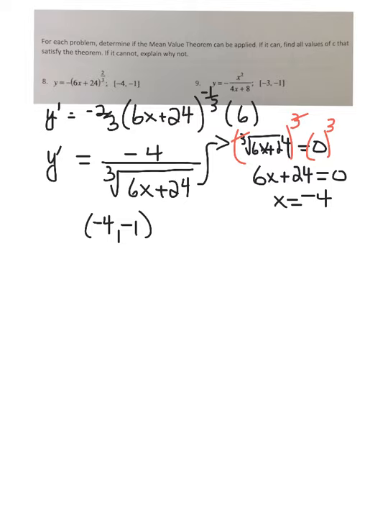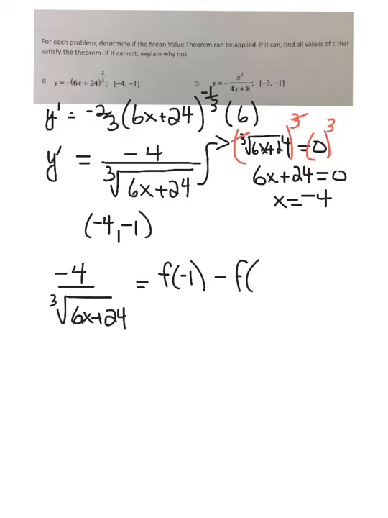The rule is that we take the derivative, which is -4 over the cube root of 6x plus 24, and we set it equal to f of b, which is f of -1, minus f of a, which is f of -4, all over b minus a.